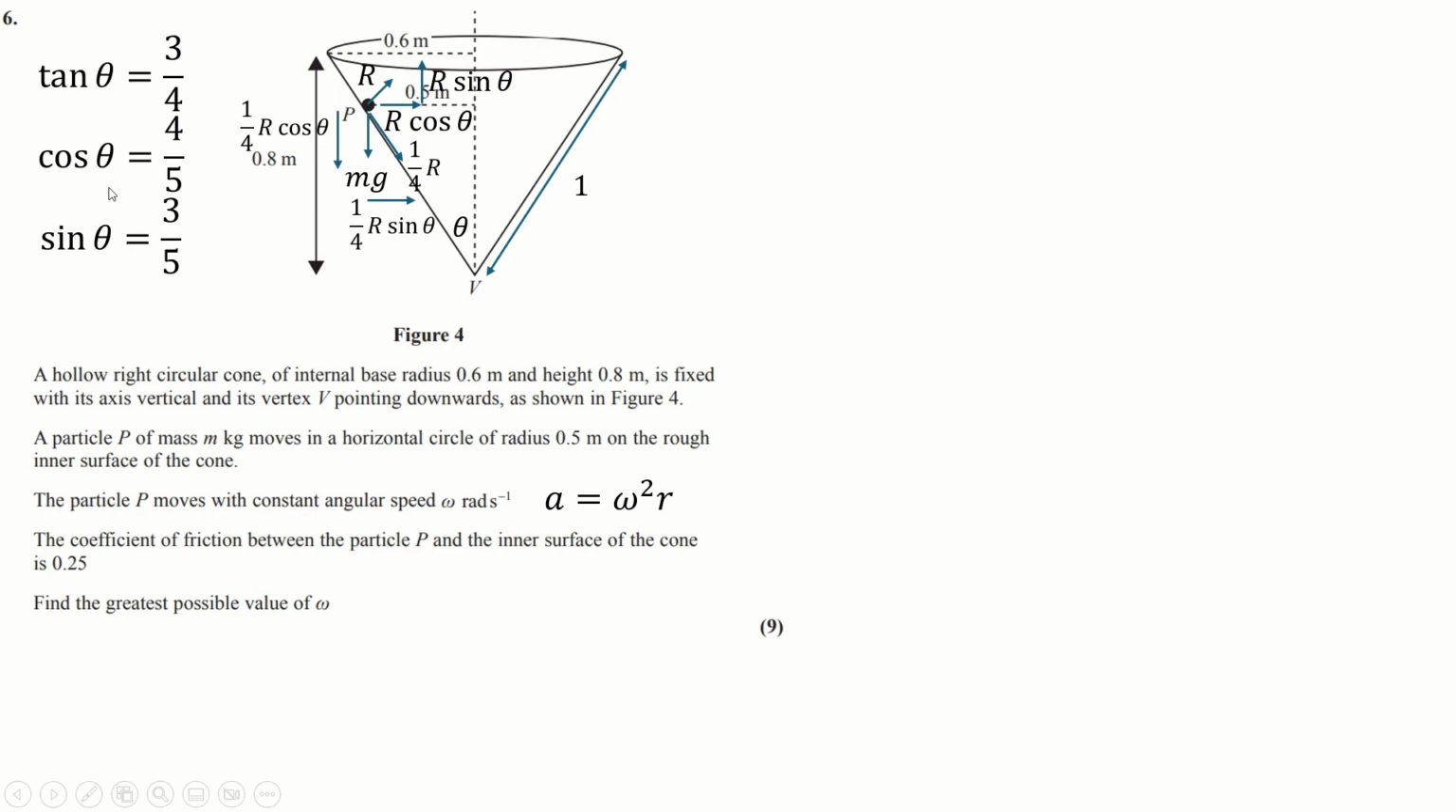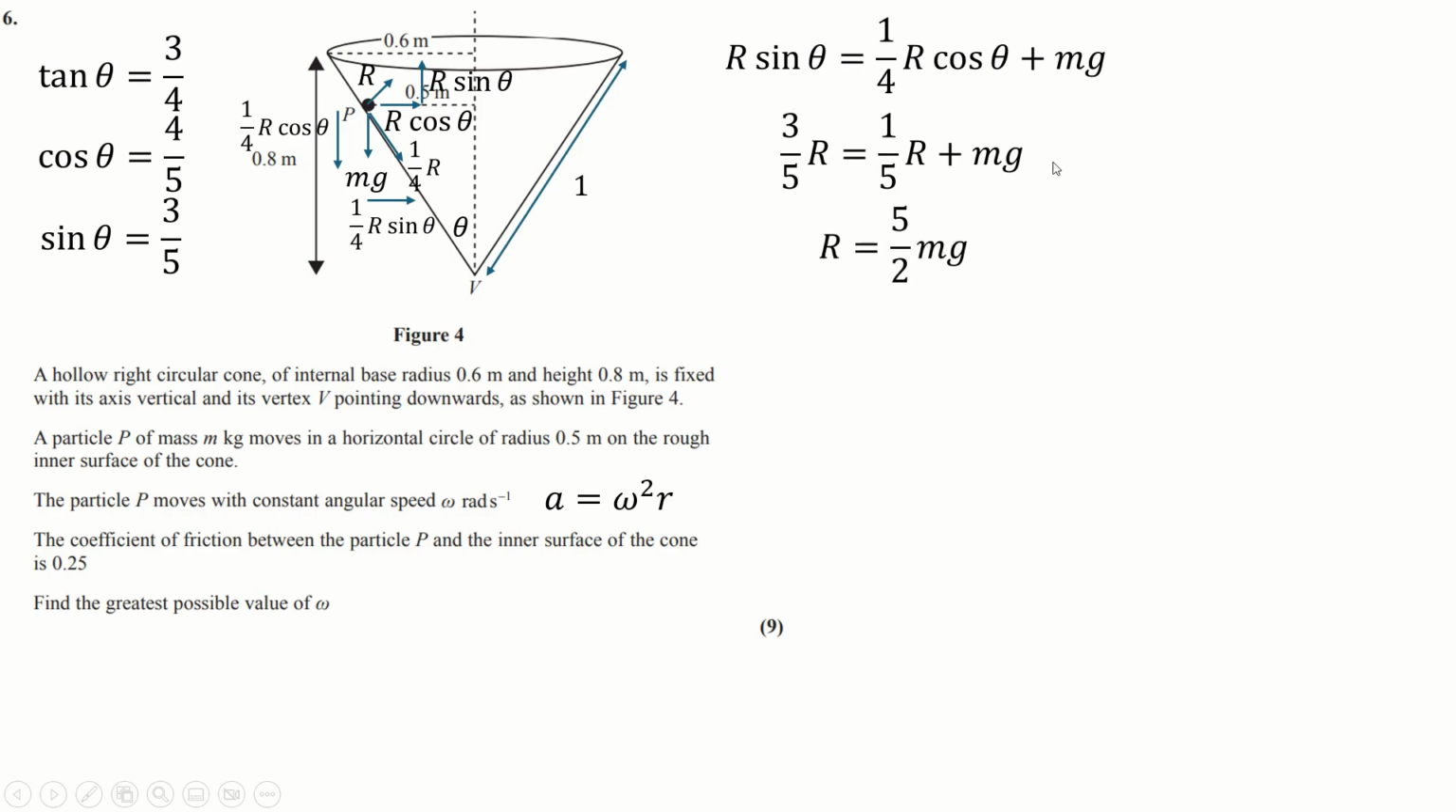The only thing we could fill in now is that we know cos and sine are 4/5 and 3/5. We could put those in, but I'm just going to write it out. Firstly, resolving vertically, R sine theta, which is the one pulling upwards, is equal to mg plus a quarter R cos theta. We can put in sine theta as 3/5 and cos theta as 4/5, and we can actually get R in terms of mg, which is useful.